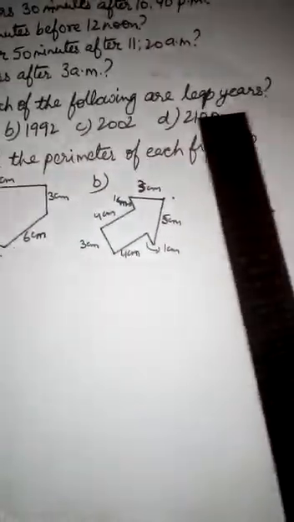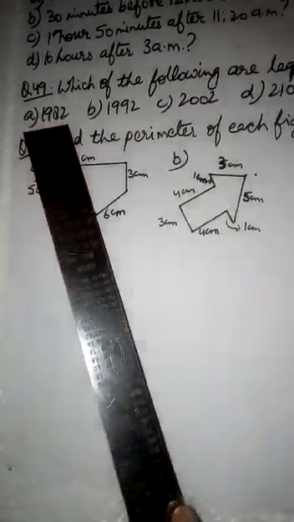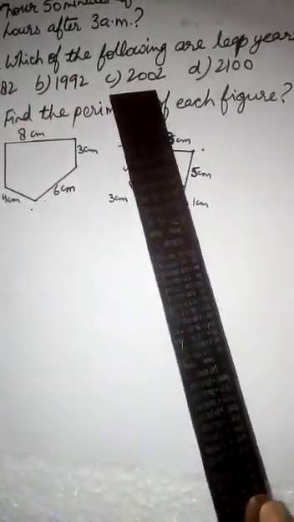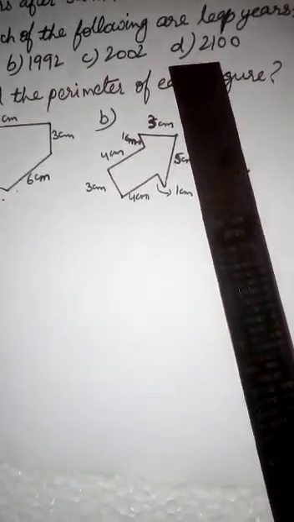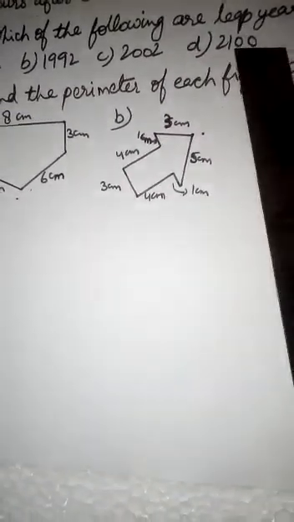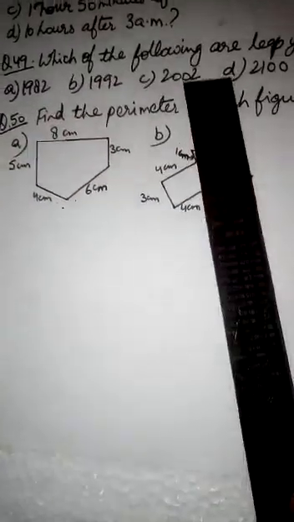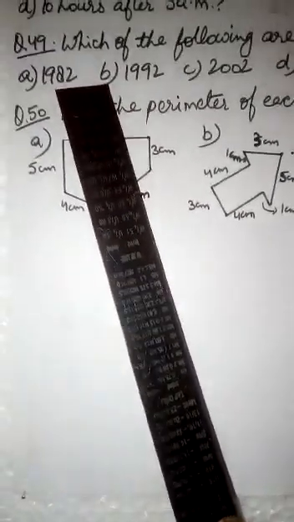Question number 49. Which of the following are leap years? First is 1982, second is 1992, third is 2002 and fourth is 2100. So you will have to find out which of these years are leap years. How will you calculate them? You will divide it by 4. When it is fully divided, it will be the leap year. When it is not divided fully, then it will not be the leap year.